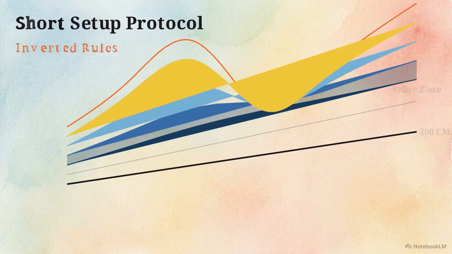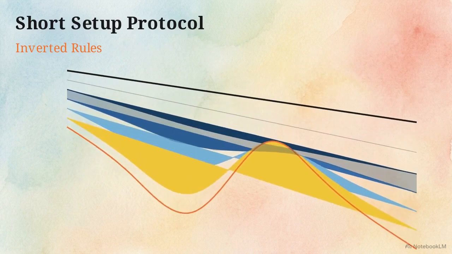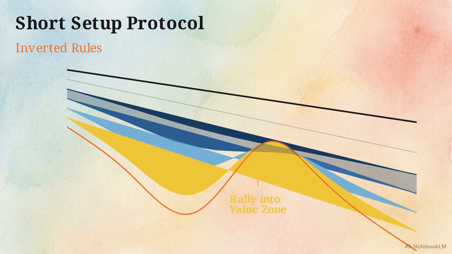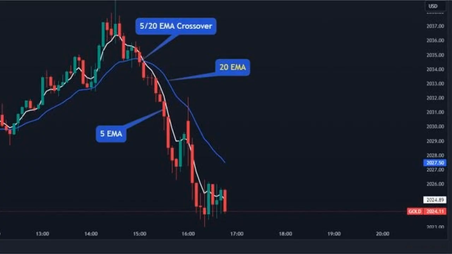The protocol for a short setup simply inverts these rules. You confirm the price is below a downward sloping 200 EMA, and you wait for a short-term rally up into the value zone. Short executions often require speed. Notice how the relationship between the 5 and 20 EMA acts as a sensitive tripwire, triggering sudden downside momentum exactly as the relief rally fails.